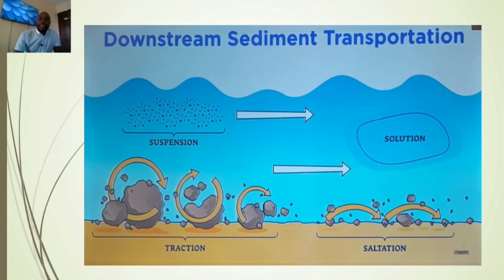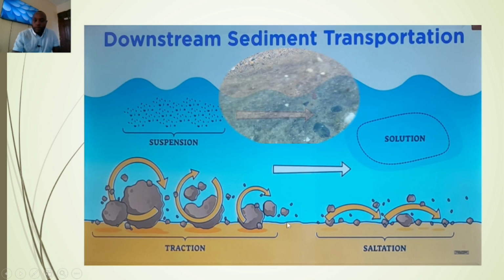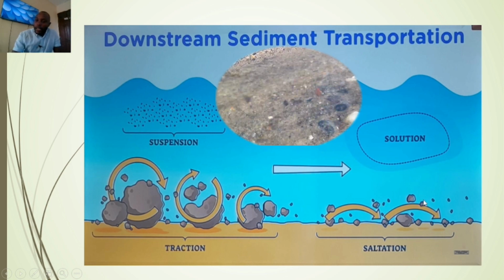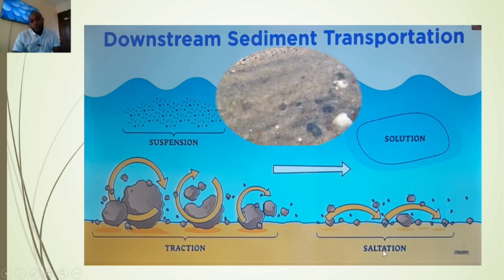Now this diagram will help you understand. You see, these are large materials, so they are being rolled or dragged along the riverbed, and we call this action traction. And then we have this one of medium size, they are hopping along the river, and we call that saltation.